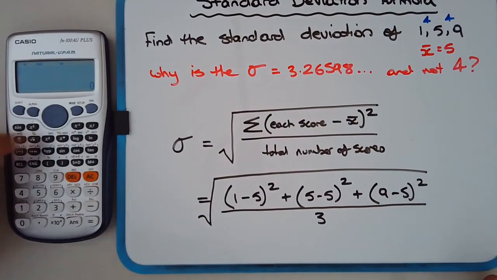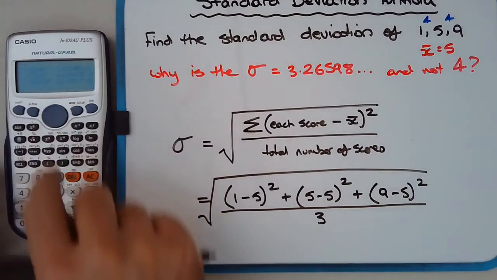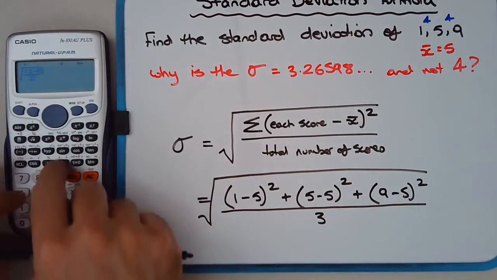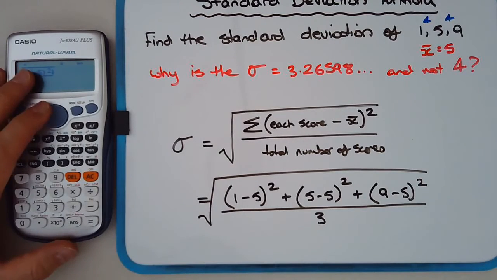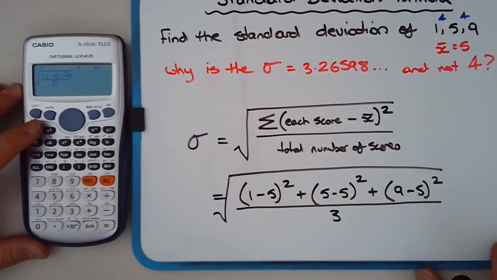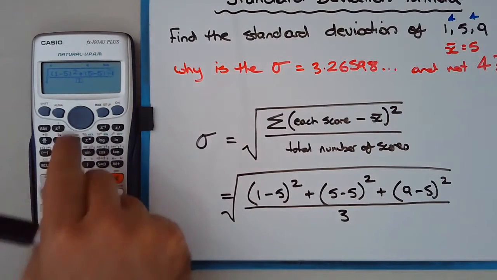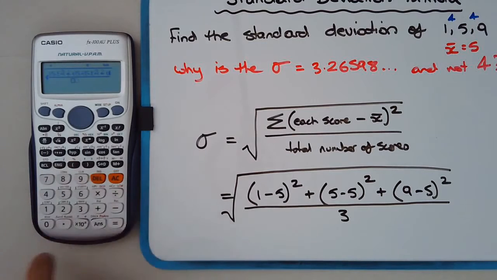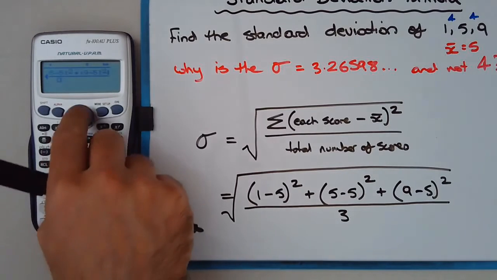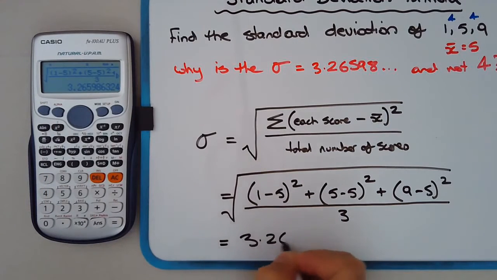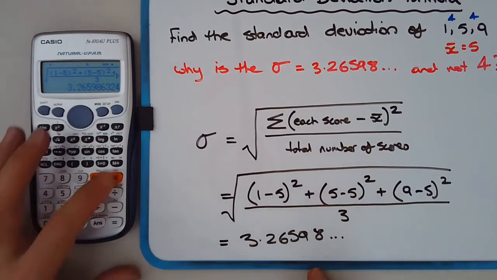All right, let's enter that in. Hopefully you can see that. We'll take it out of stat mode first. Square root, fraction button. So 1 minus 5 squared, plus 5 minus 5 squared, which is obviously going to be 0, plus 9 minus 5 squared, all over 3. There you go. 3.26598. So the question to you now is, can you work it out with, say, 4 numbers?